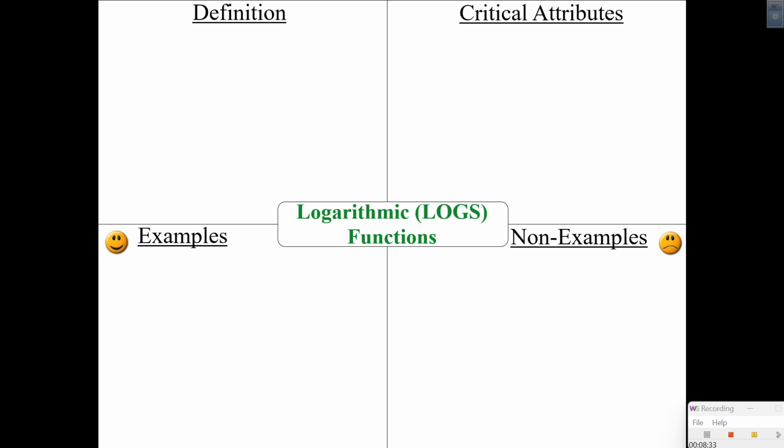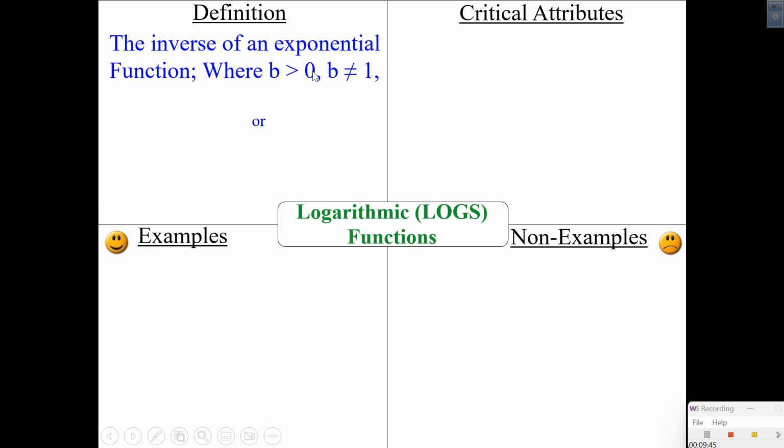What does it stand for, Noel? Very good. He said base. B stands for base. So the base has to be greater than 0 but not equal to 1. However, how do logarithmic functions look? Here they go. f inverse of x equals log base b of x, or x equals log base b of a.